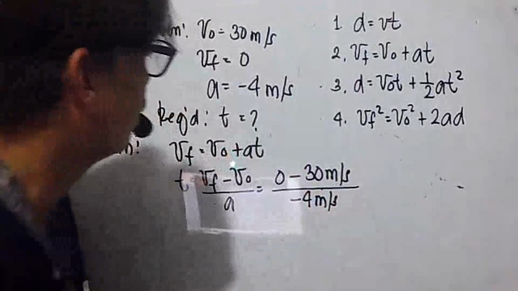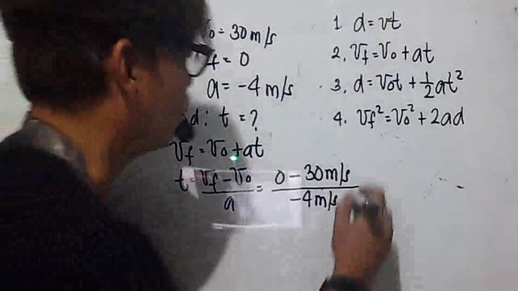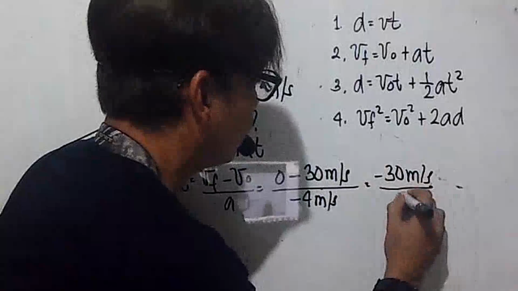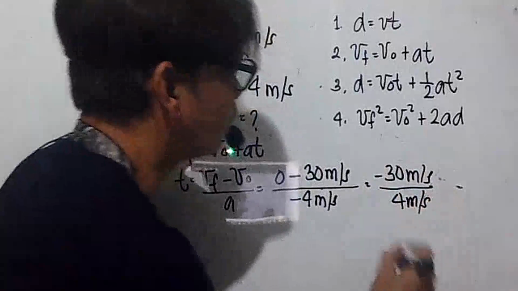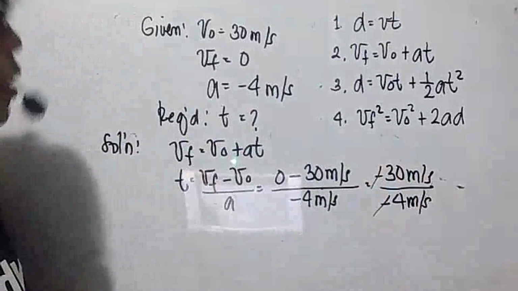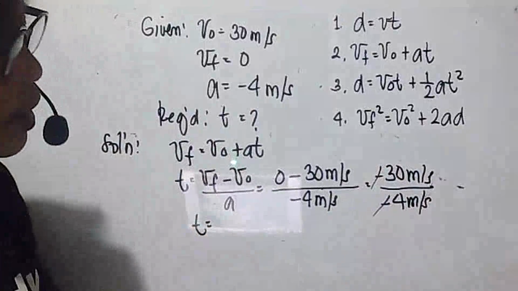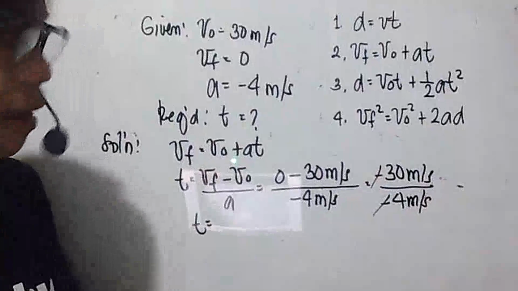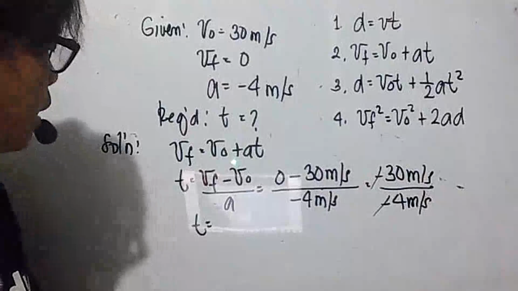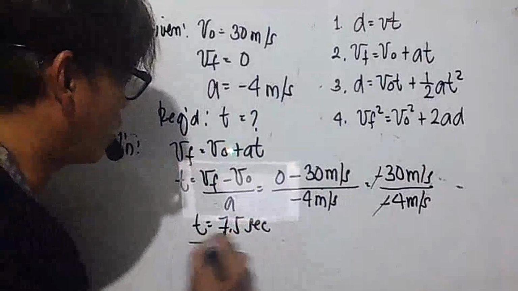So 0 minus 30 is negative 30. Can you see that? So that is negative 30 meters per second divided by negative 4 meters per second squared. The negative signs cancel, so our time is positive. So that is 30 divided by 4. To be sure, what is 30 divided by 4? It is 7.5. So 7.5 seconds. That is the time.